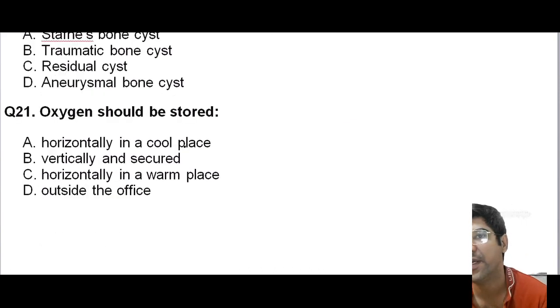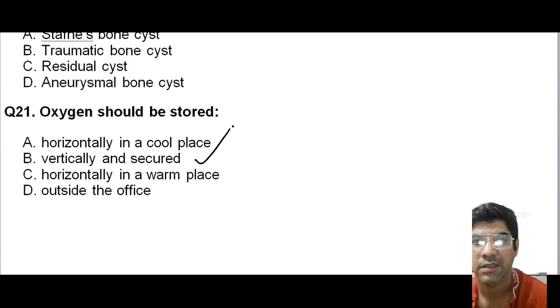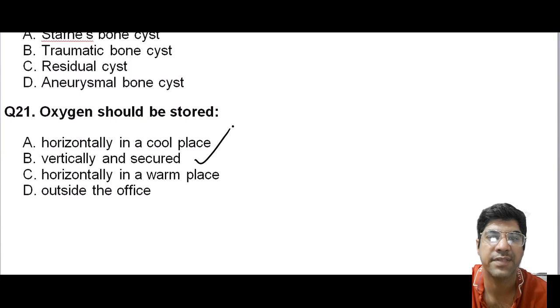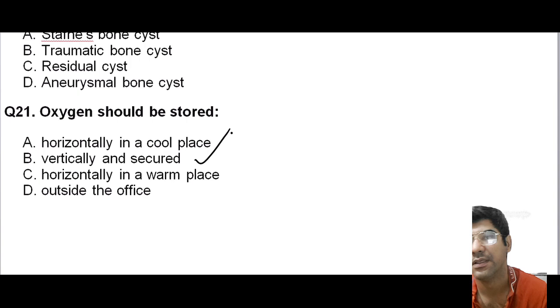Oxygen should be stored in what position? The oxygen tanks are always stored upright and secured tightly in place. So your answer is vertically and secured. Oxygen should not be stored outside the office without proper security measures, and protection from environmental factors is important.